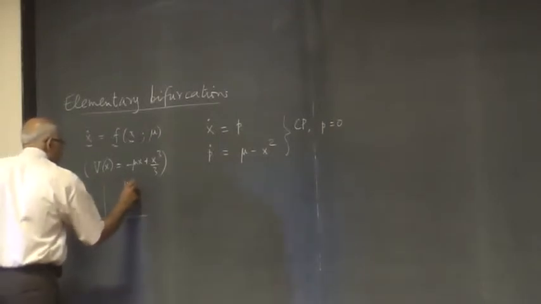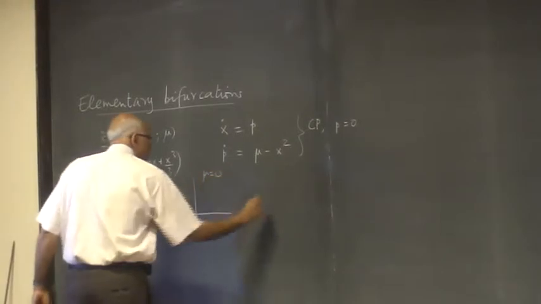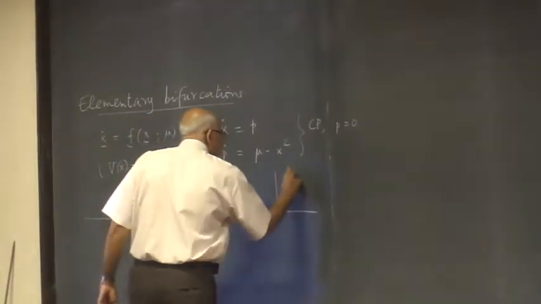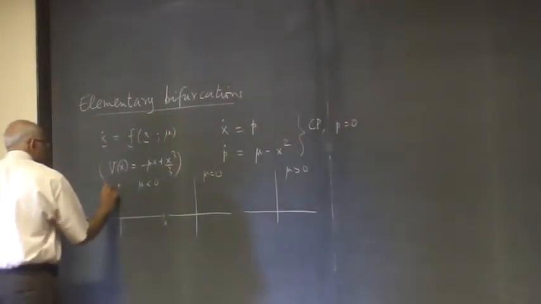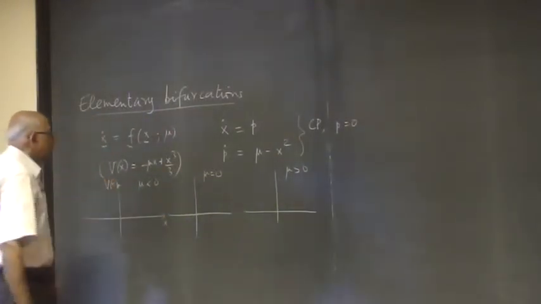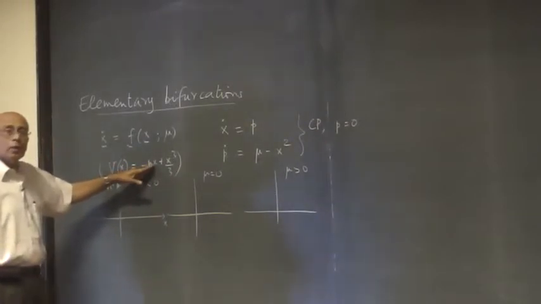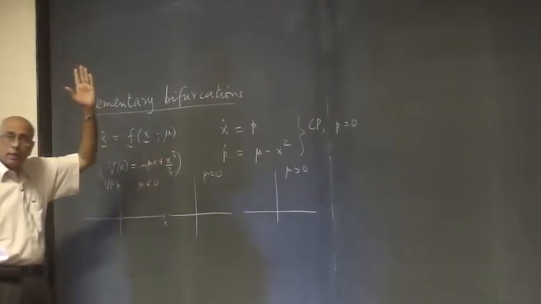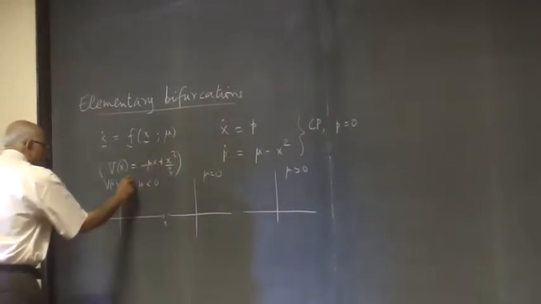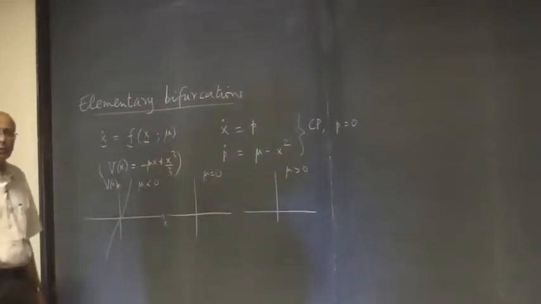So we need three pictures: mu less than 0, mu equal to 0, and mu greater than 0. And these are pictures of x versus the potential v of x. For mu less than 0, this is a positive slope near the origin, and this is x cubed, which diverges as x goes to infinity. So this curve obviously looks like this, with the slope here equal to mod mu.